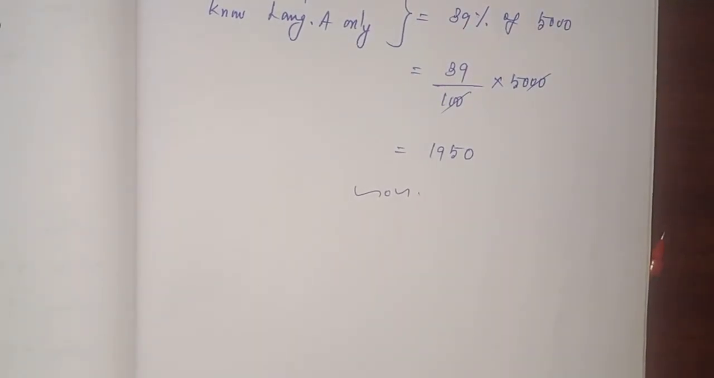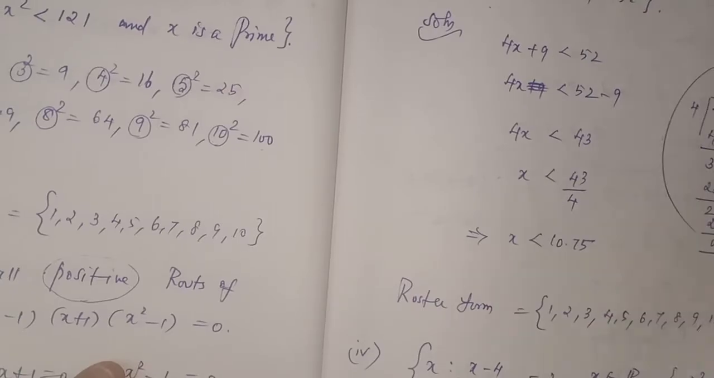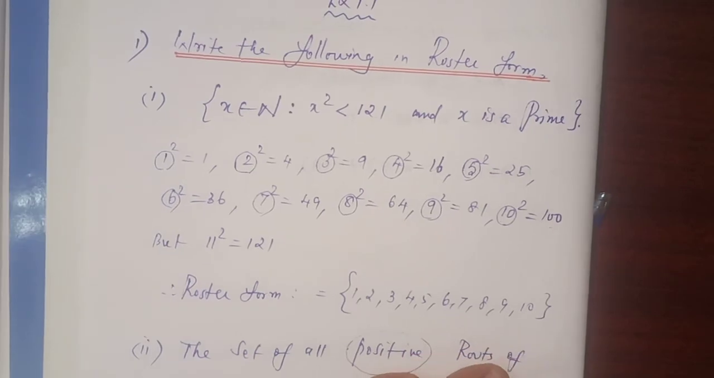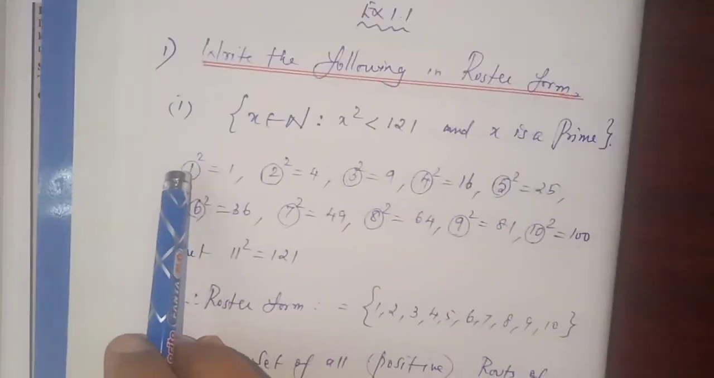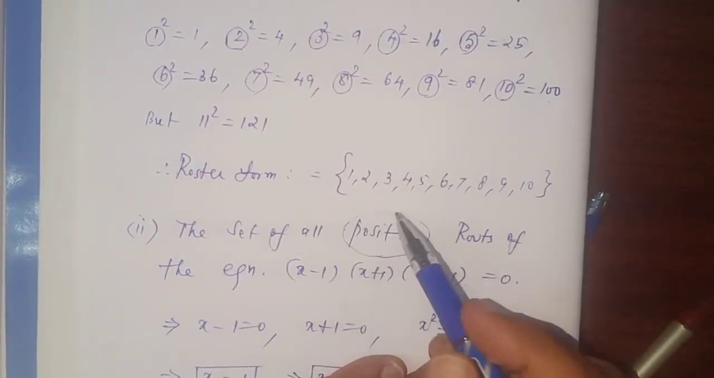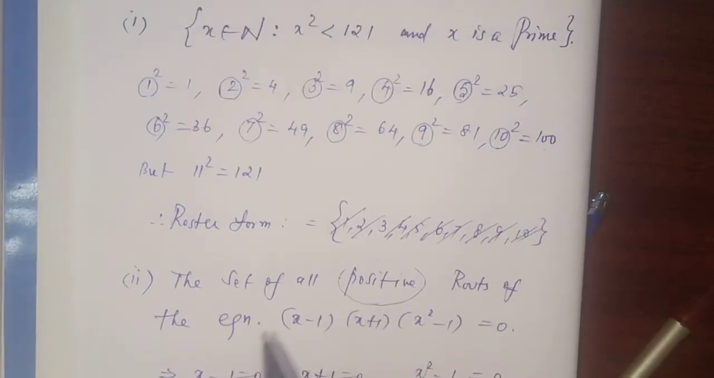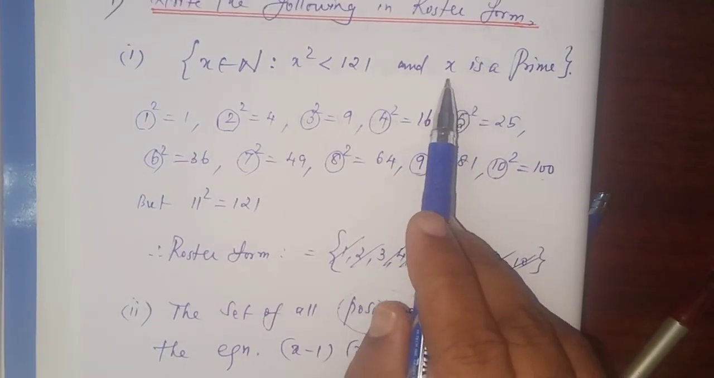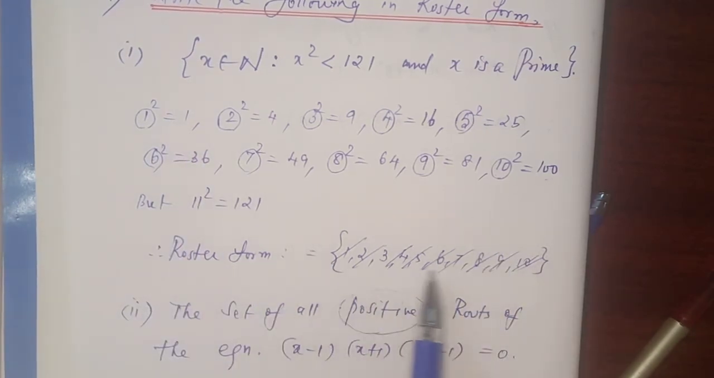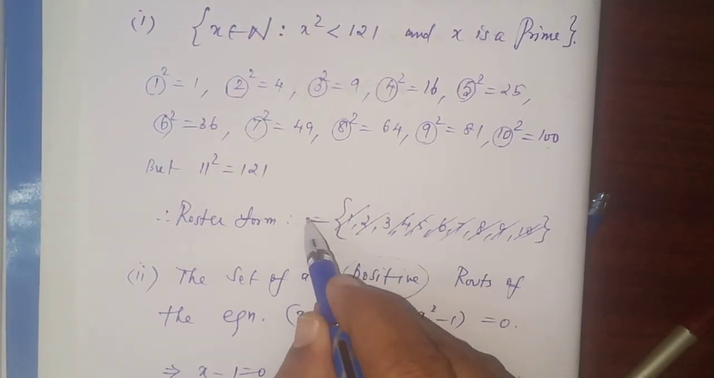Before winding up, before I conclude this video, one correction to be made in exercise 1.1. In exercise 1.1, I already have completed the first problem. In the first problem, particularly in the first subdivision, we have written the roster form as 1 to 10. This is wrong. You have to change it. I strike out this one. Here, what is given? X is a prime number. So from 1 to 10, out of these 10 numbers, what are all the prime numbers to be written? So I change it here.